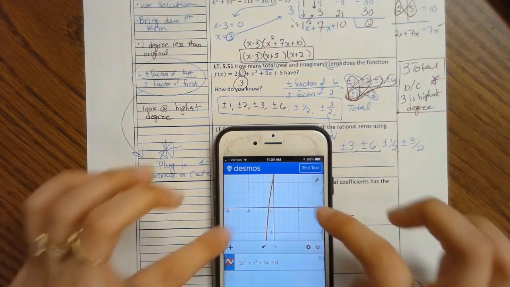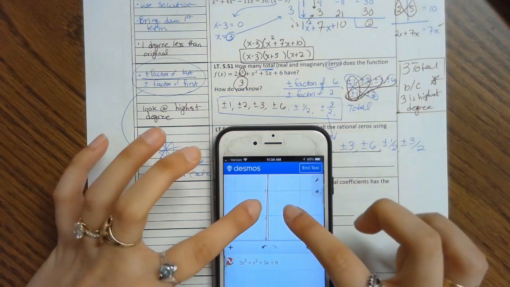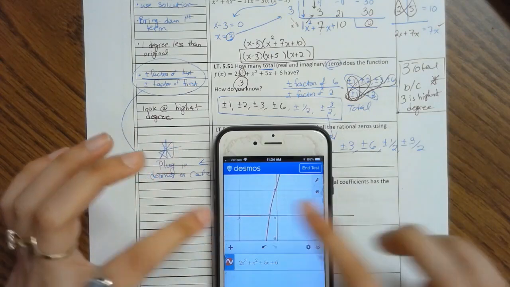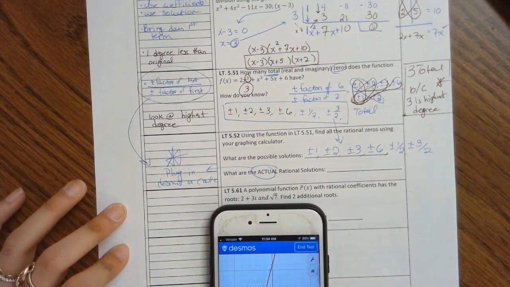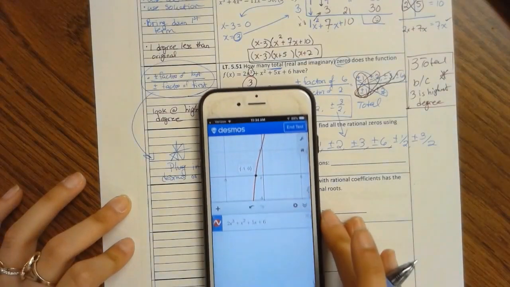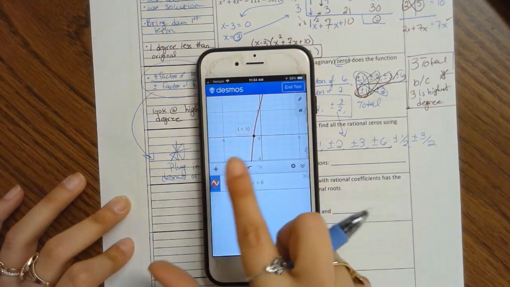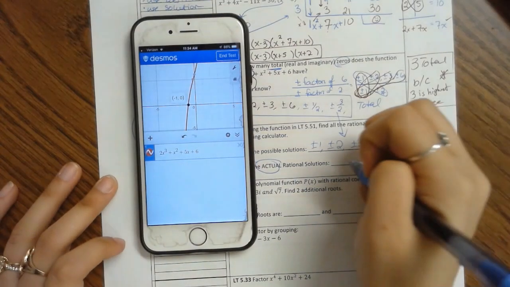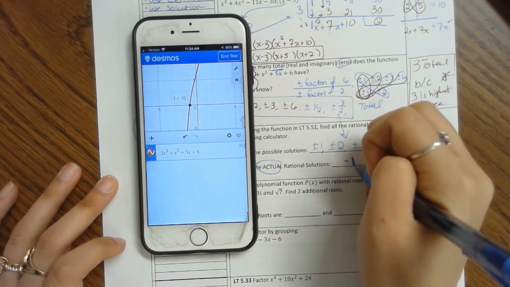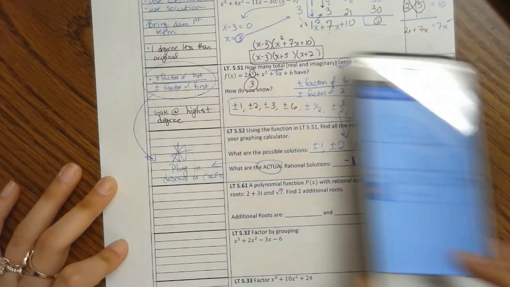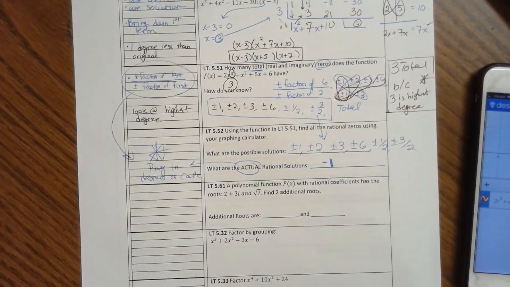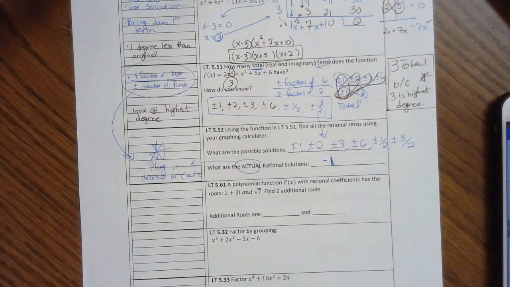Now I'm going to look. We only have one real solution. I'm going to tap on it. It's at -1. So what are the actual solutions? Right there. Tapped it. It's -1. So those are all the possible ones, and it looks like there's only one real one. Right? It didn't ask us to factor completely, so we're done. Let's move on to the next problem.